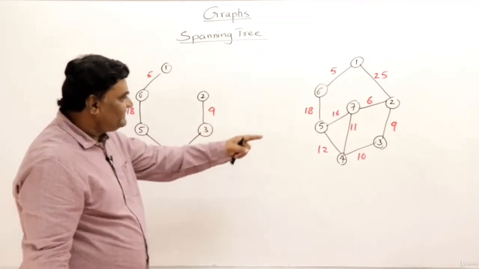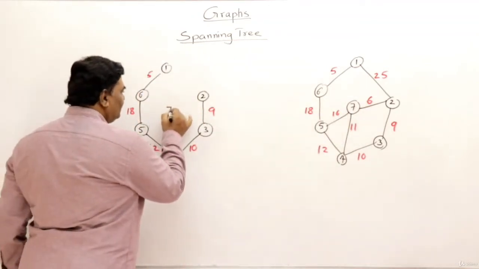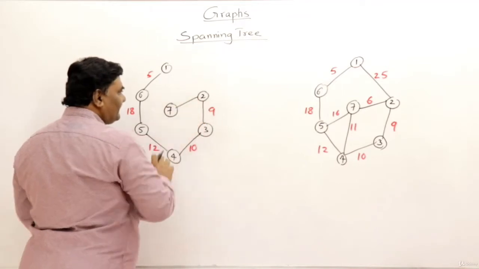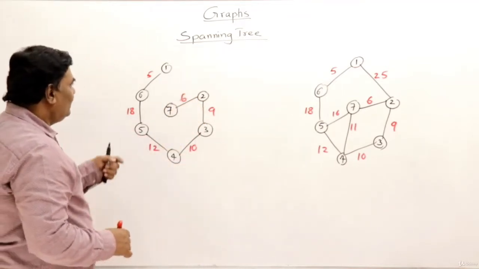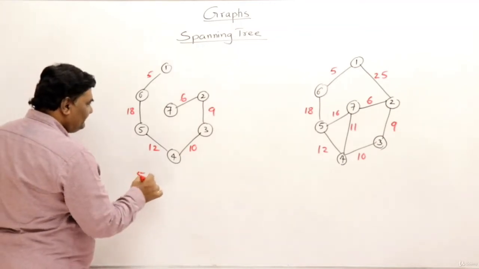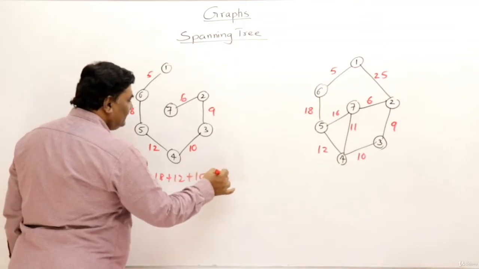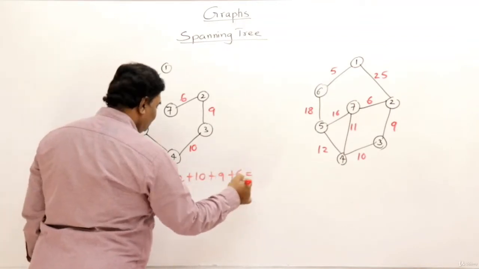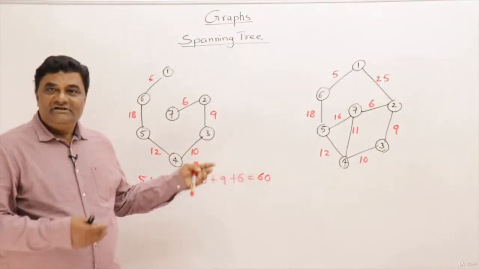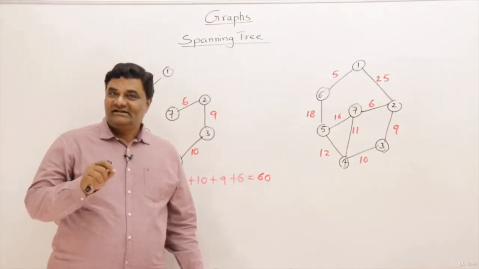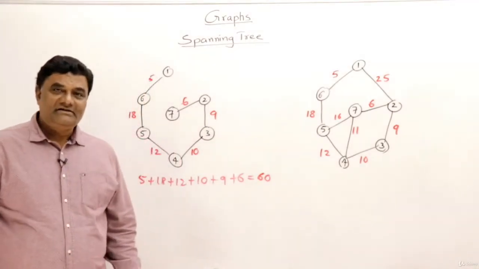Then the next minimum is 2 to 7, that is connected to 2. Yes. So what is the total cost? 5 plus 18 plus 12 plus 10, 9 and 6, 60. So the total cost is 60. So this is a minimum cost spanning tree suggested by Prim's. We have followed the algorithm and we got the minimum cost spanning tree.